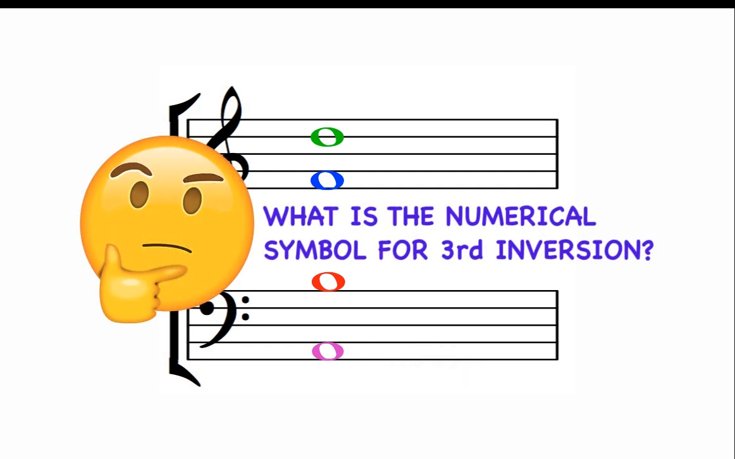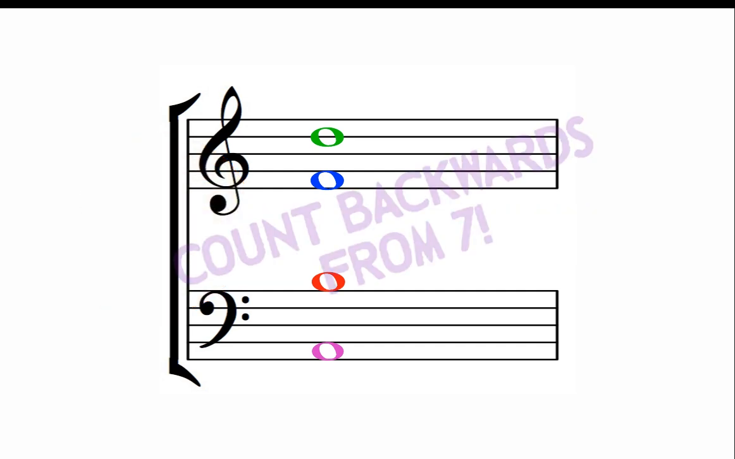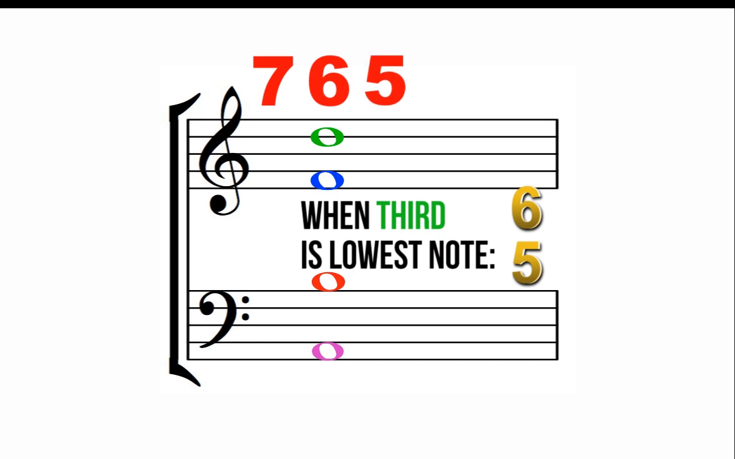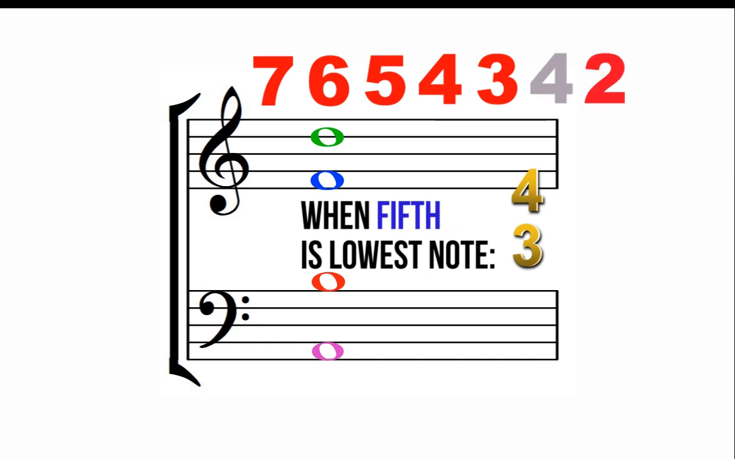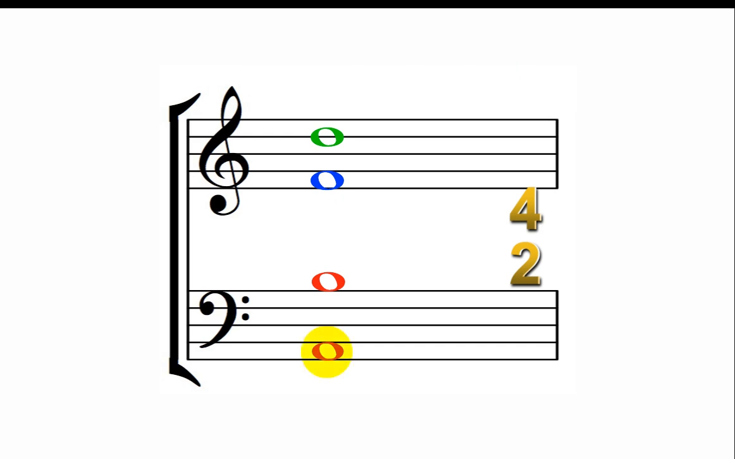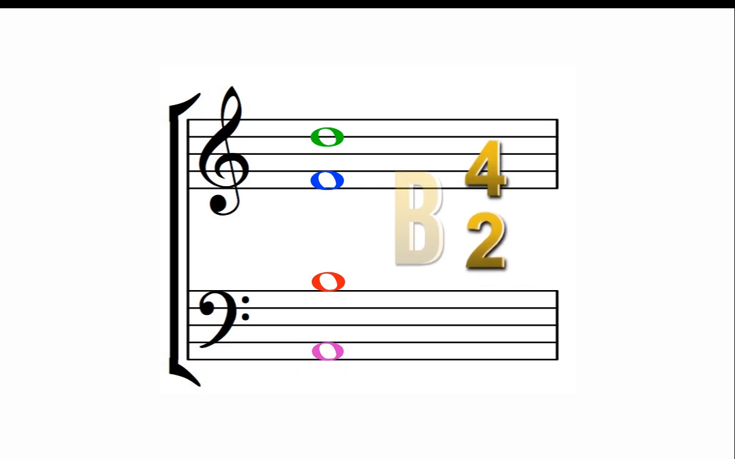Now try to remember, what is the numerical symbol for a third inversion chord? Well, let's count backwards from 7. When the root is the lowest note, it's a 7 chord. When the third is the lowest note, it's a 6/5. When the 5th is the lowest note, it's a 4/3. And in this case, because that 7th is the lowest note, we're going to call this a 4/2 chord. And because the root is B, as we determined, this is a B 4/2.